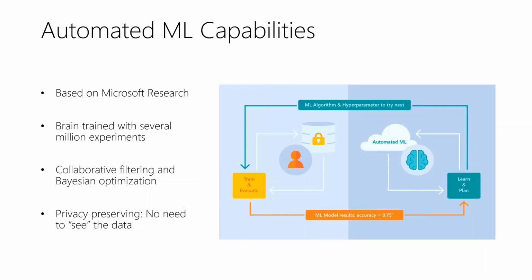The capabilities themselves are based on Microsoft research. They've been trained with several million experiments, collaborative filtering and Bayesian optimization, privacy preserving, no need to see the data. So they have used live data to formulate and shape the approach for how this technology works. And in researching this, I'm wondering, does it always need the cloud to work?